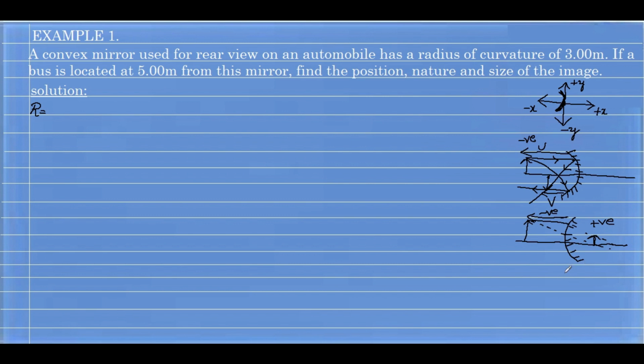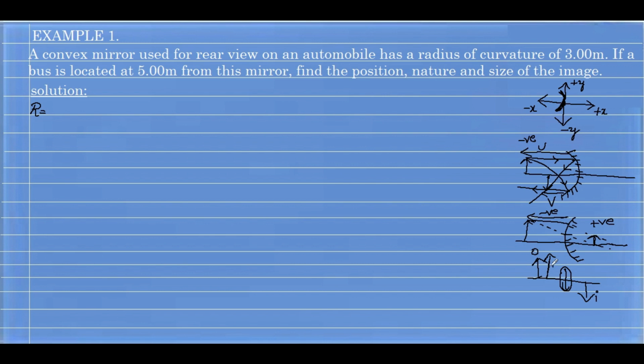One more thing: if this is considered as a concave or convex mirror, and this is an object and this is an image, then whatever comes above the principal axis, the size or height of the image, is positive. The height is like this, right?